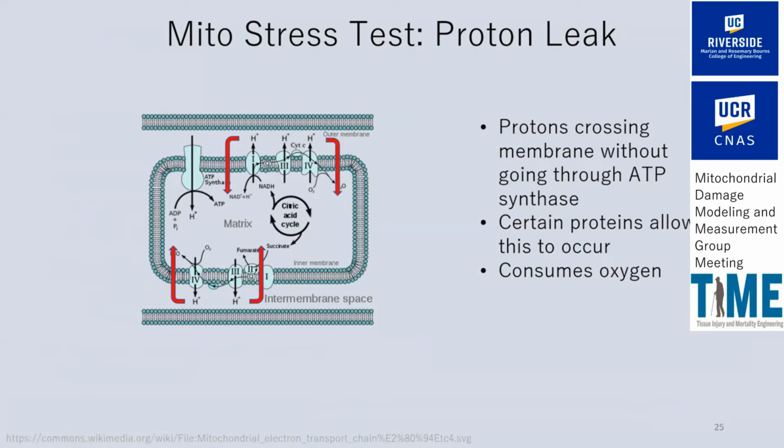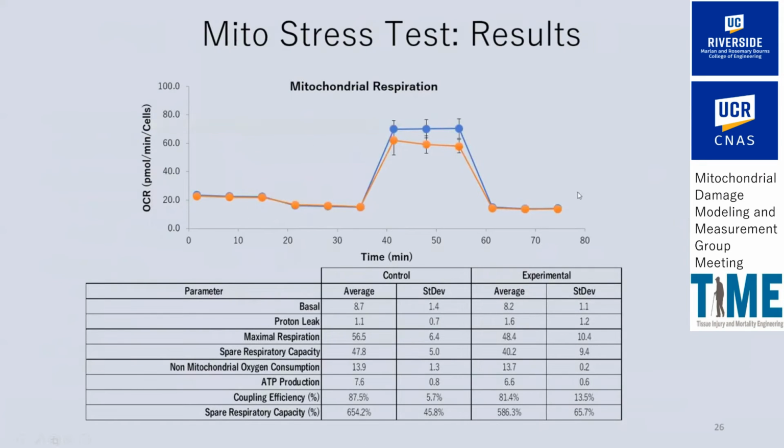consumption. Now, this process consumes oxygen because the protons must be pumped across the membrane by the electron transport chain beforehand, but it's not generating ATP by definition. So when you complete one of these assays, this is the kind of readout you're going to get. In this example, the blue is the control group, the orange is the treatment group, and you can see here it follows that same pattern.